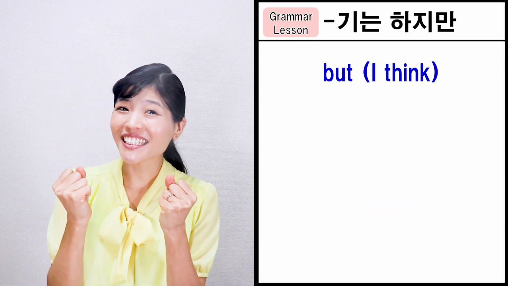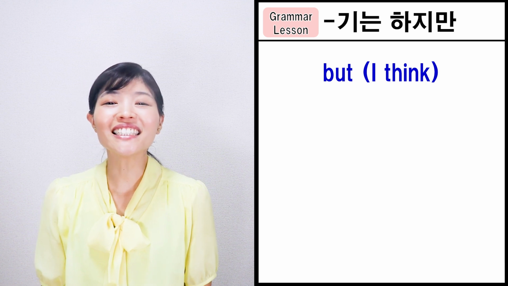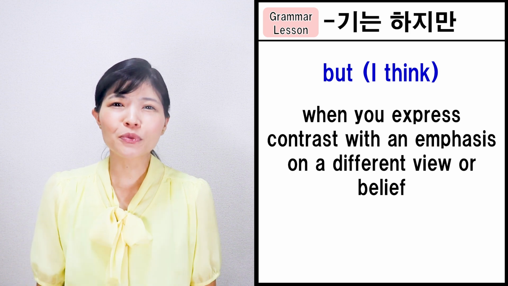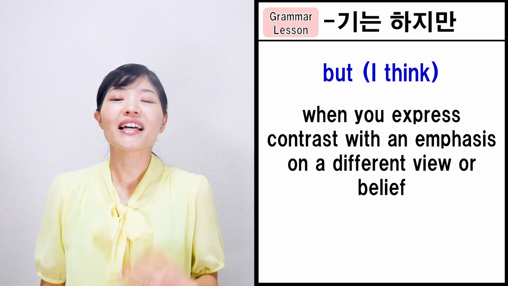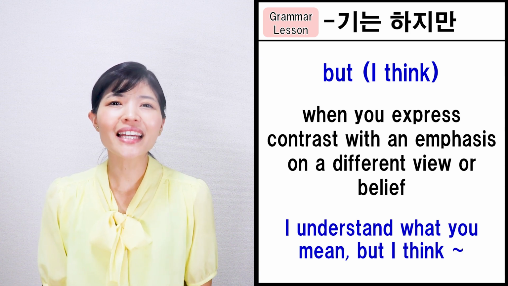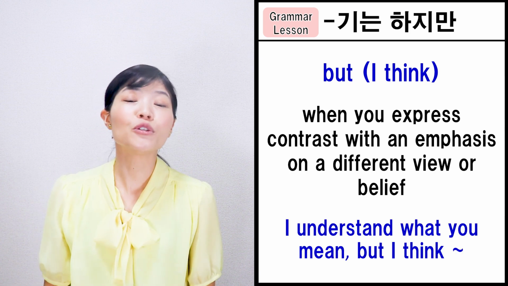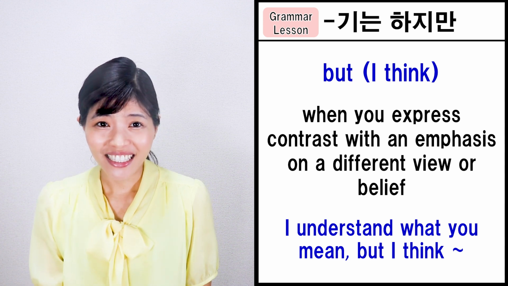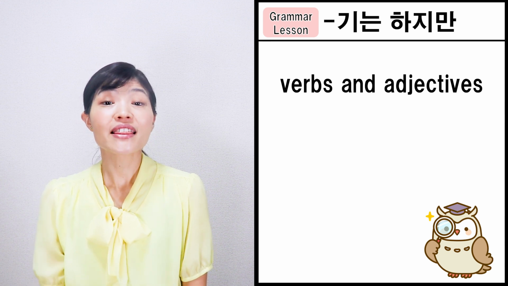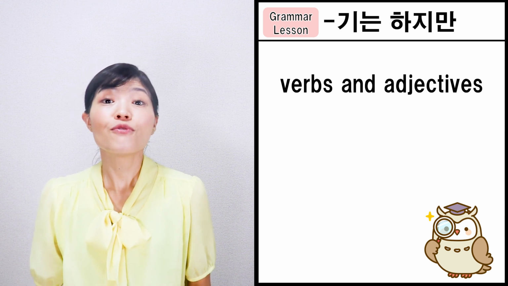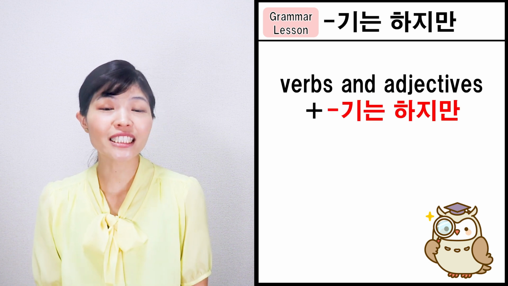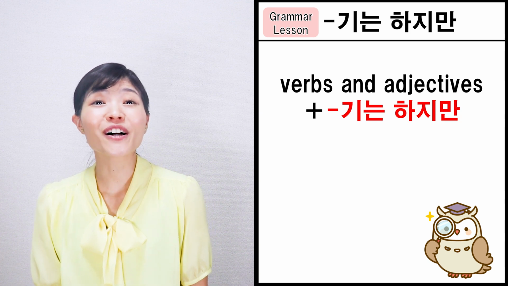Finally, yet importantly, we are going to learn 기는 하지만, but I think you can use it when you express contrast with an emphasis on a different view or belief. It's something like, I understand what you mean, but I think, okay? This grammar mainly follows verbs and adjectives, and the usage is pretty simple. For verbs and adjectives, you always attach 기는 하지만, regardless of a final consonant.